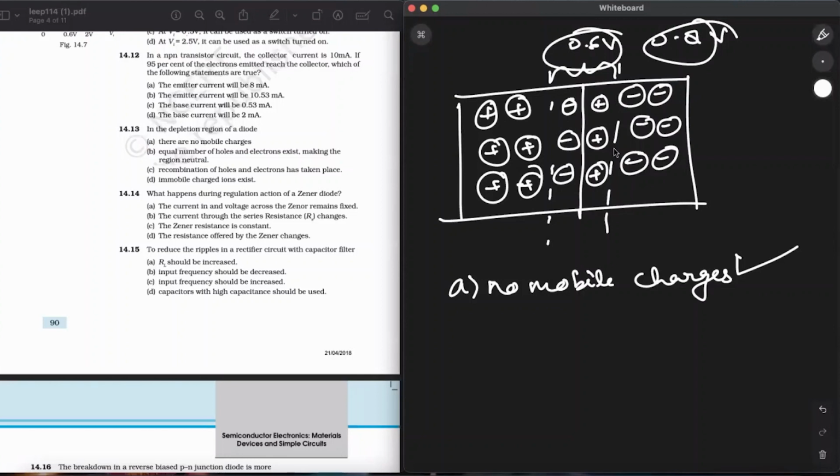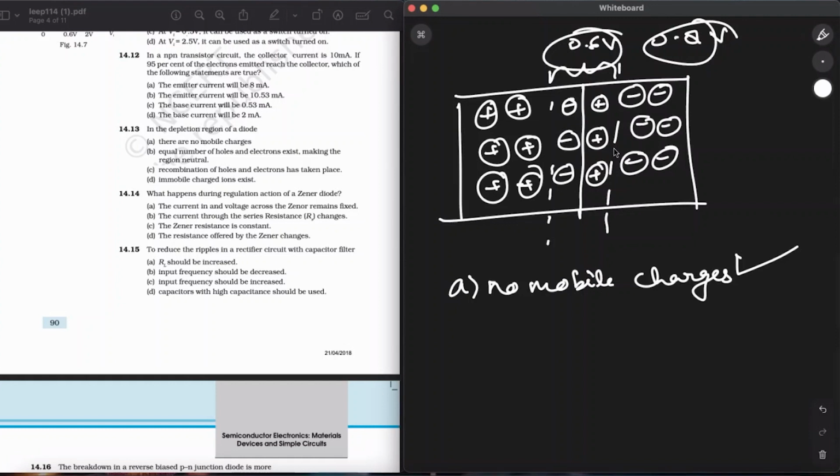Option B: equal number of holes and electrons exist, making the region neutral. That is also correct. Equal number will be there. Option C: the combination of holes and electrons has taken place. No, that is not true. The recombination has not been taking place. The electrons move from their position, and as a consequence, the hole was created. They did not recombine. Option D: immobile charged ions exist. That is also true. These charged ions are immobile.